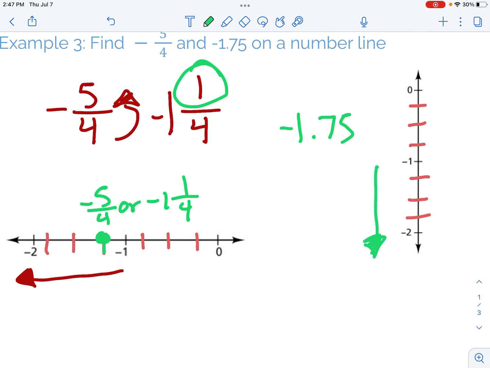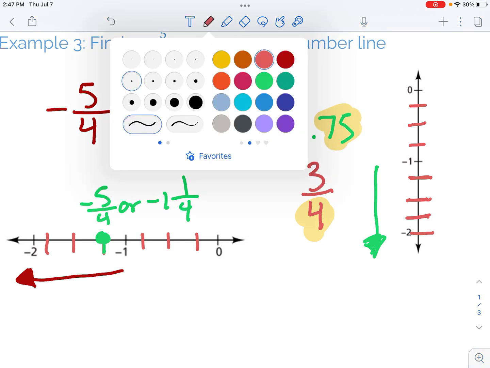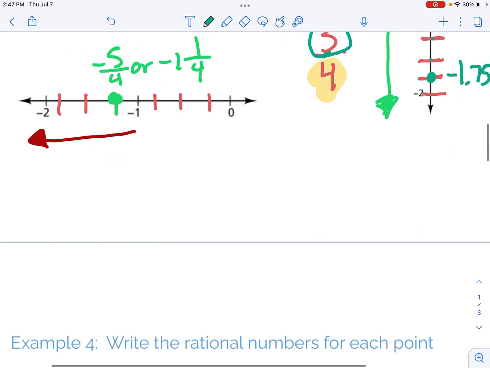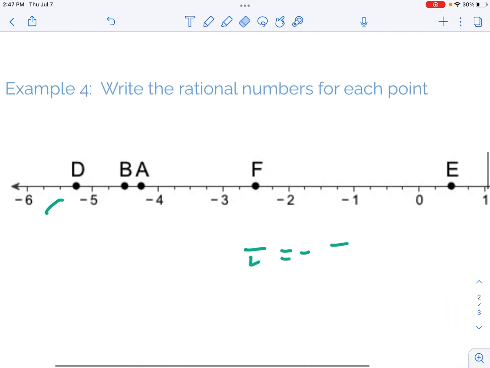Next one is -1.75. Again, I'm dealing with my negatives, so I'm looking at all of my numbers after -1 here. I'm going to go ahead and count my tick marks. So it looks like I have 1, 2, 3, 4 tick marks. I'm looking out of 4 here. Again, we want to think about quarters. So how many quarters is going to get us to 75 cents? That's going to be 3. So I need to be looking for my third tick mark. So 1, 2, 3. So my third tick mark here is where -1.75 is.